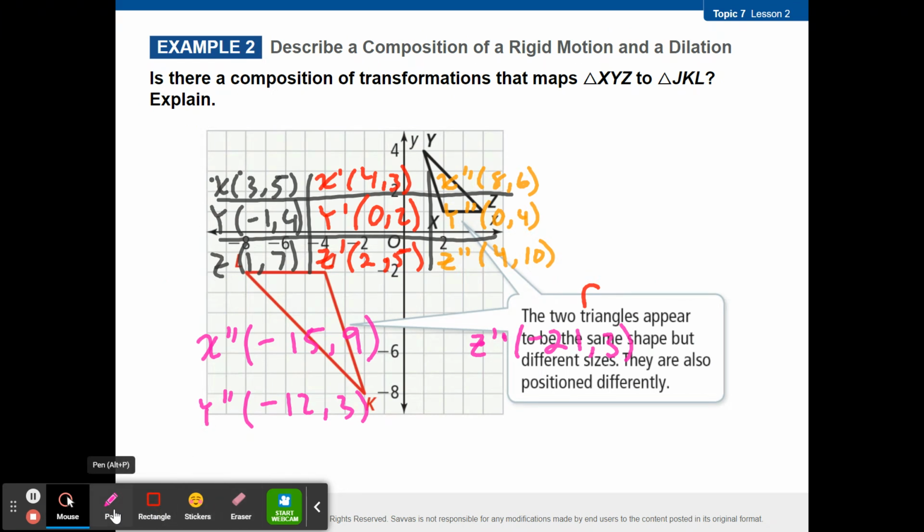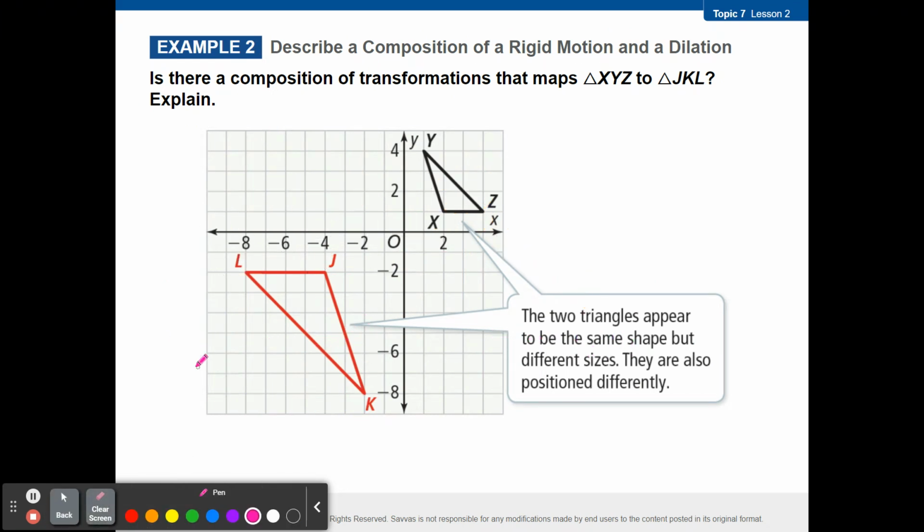All right, I clear screen. We're going to work on example 2 right now. So in this case, it says, is there a composition of transformations that maps triangle XYZ to JKL? So this is the final product. So this is our pre-image. This is our image. Okay. So first off, these 2 triangles do appear to be similar. All right. And they're definitely positioned differently. So we're going to have here most likely a rotation and then a dilation, right?